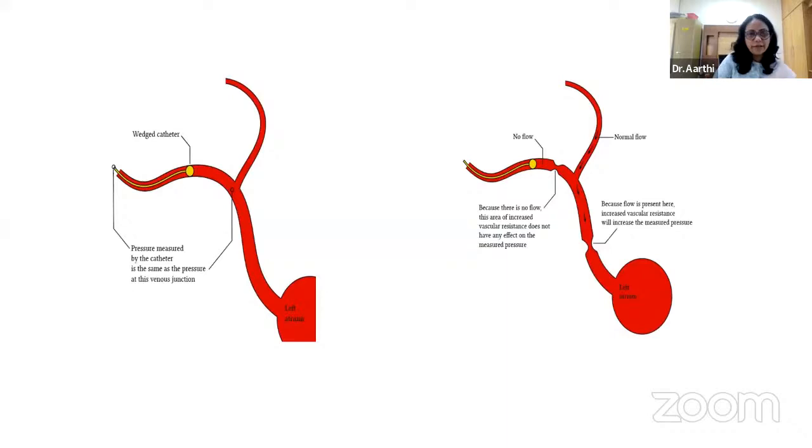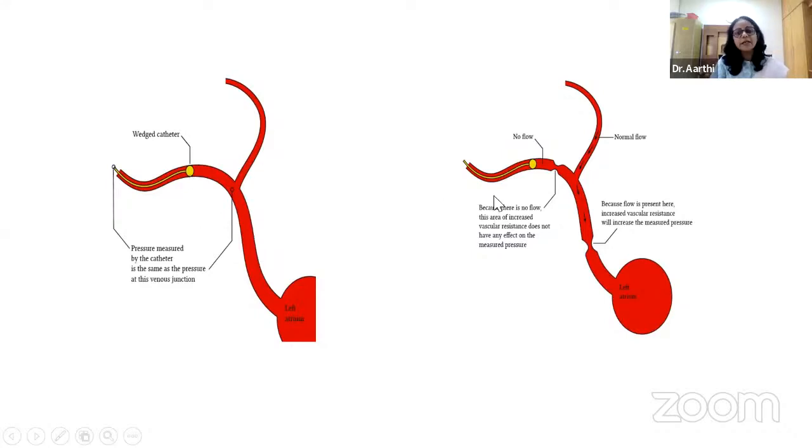So this diagram explains the wedging of the catheter. Once the catheter is wedged, there is no flow happening. So the pressure measured at this point, distal to the wedging, will reflect the left atrial pressure, assuming that the left atrium and left ventricle are compliant and there is no downstream obstruction distal to the catheter tip.